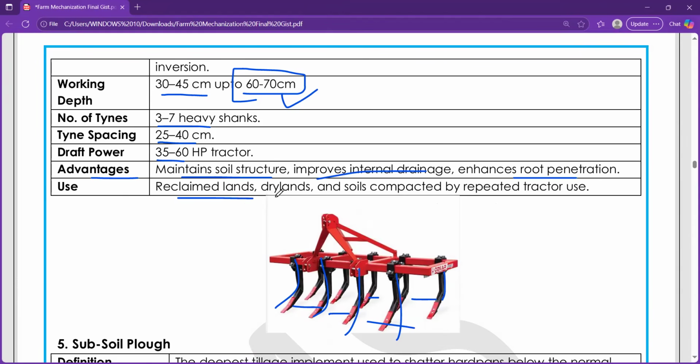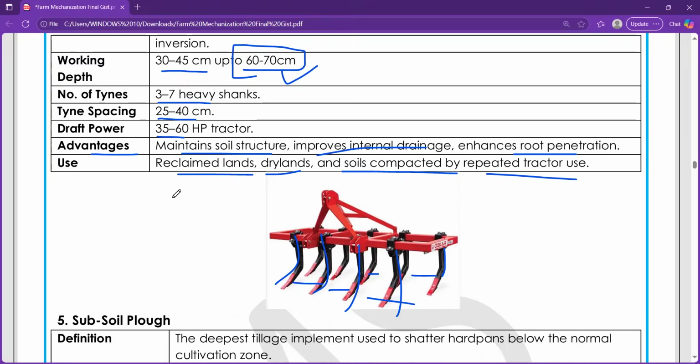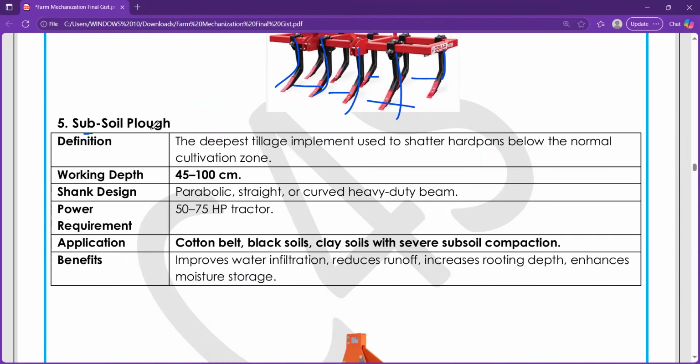Then we have uses: they have reclaimed land. They have helped in reclaiming dry lands and soil compacted with repeated tractor use. So this was all about it. Next we have the subsoil plow. It is a tillage implement which is used for shattering the hard pans below the normal soil cultivation zone. And very important, the working depth of this plow is 45 to 100, one of the highest.